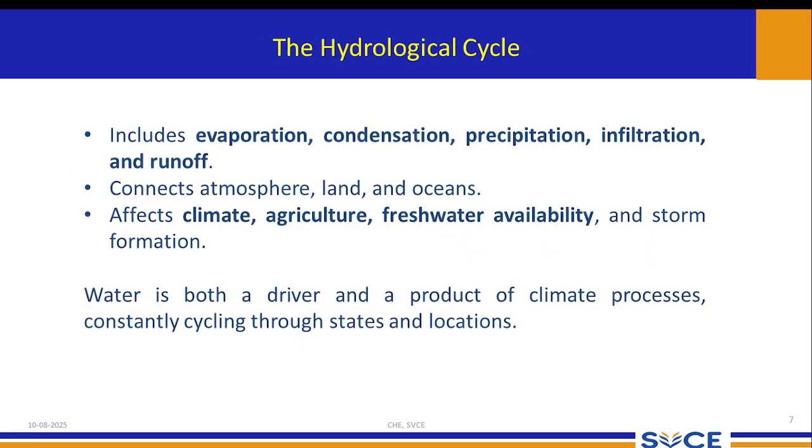The hydrological cycle includes evaporation, condensation, and precipitation. That is how rain falls: the water heated up from the ocean goes to the top, condenses and forms clouds. Then, once it gets chilled, it gets precipitated as rainfall. Then infiltration and runoff. Infiltration means water going into the groundwater.